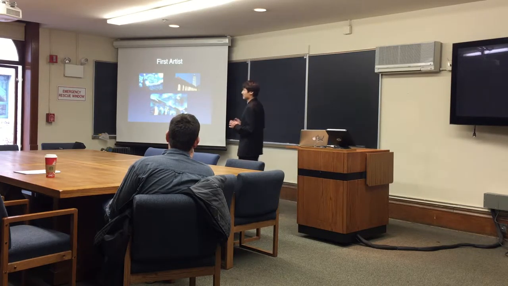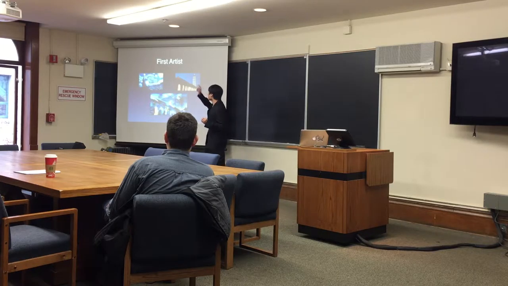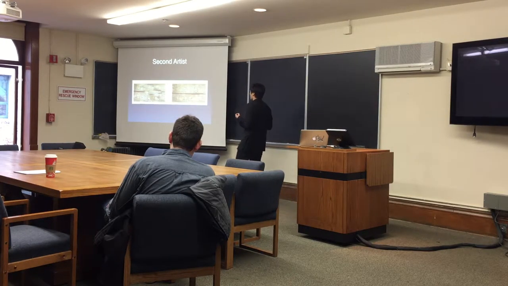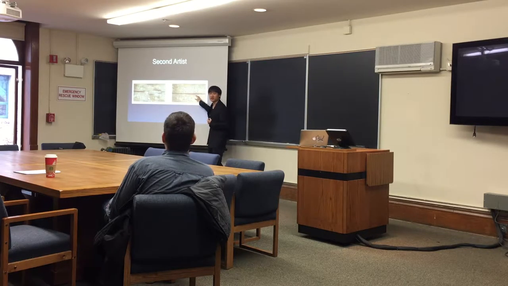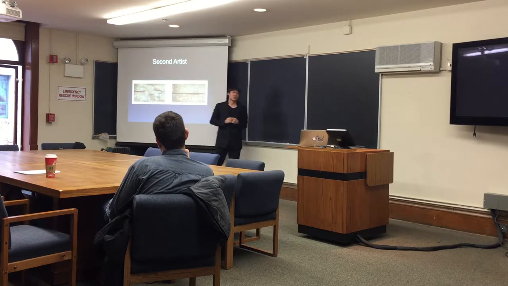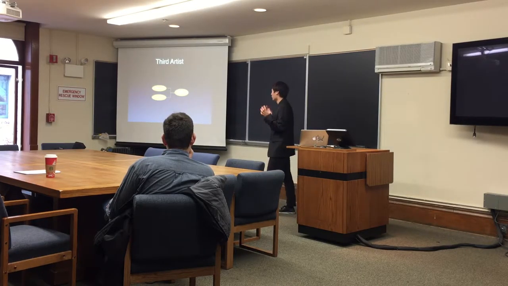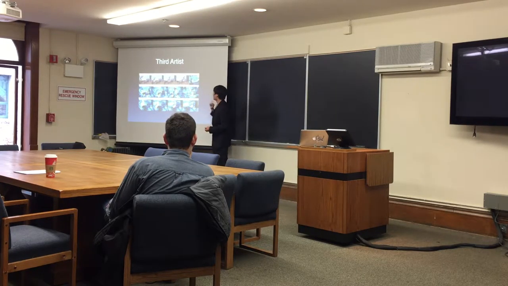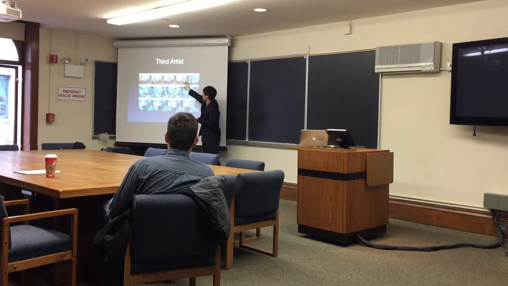For example, the first artist can take the artwork of previous people and a photo with some content to generate a new artwork with the content from the photo and the art style from the previous artwork. The second artist's input is a source image with some internal texture, and it can synthesize a new picture with the same texture. The third artist puts this into the video domain. It can apply an art style to an original video to generate a new video with that art style.